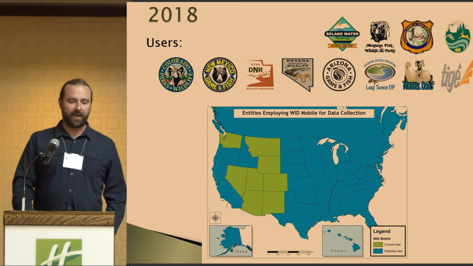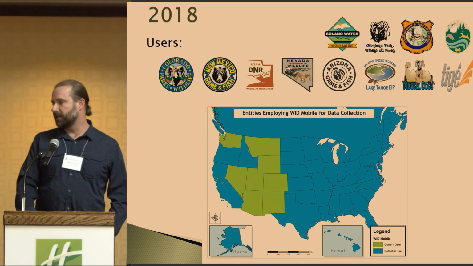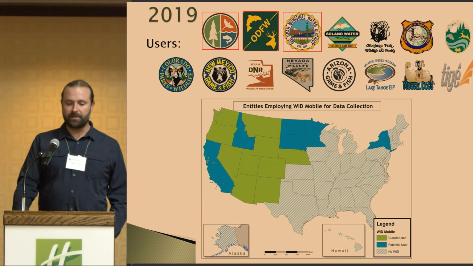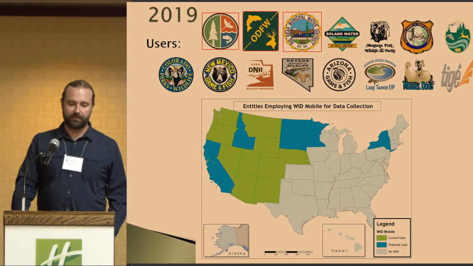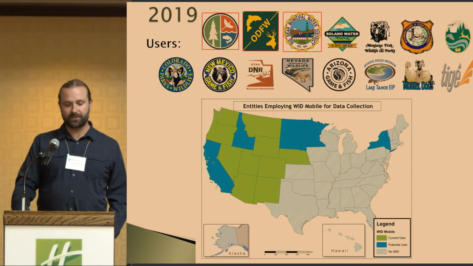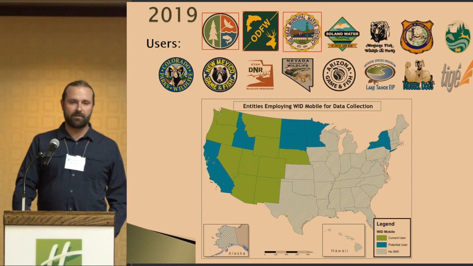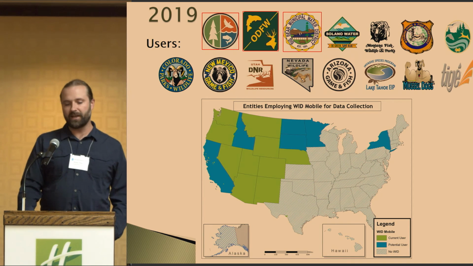By 2018, we had 12 different agencies and entities using the application across the West. And then in 2019, we added 3 more groups to the application, including Nebraska, Oregon, and the folks out at the Big Bear Municipal Water District. As you can see there on the map, the vast majority of the western states are now employing this as their primary form of data collection.